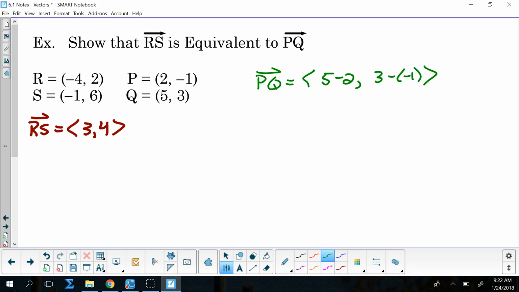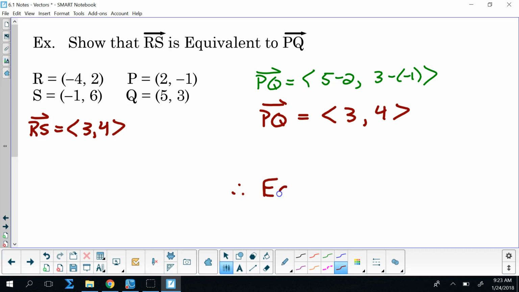Does it matter? Head minus tail, which one's head, which one's tail? Yeah. Yep. Otherwise you get negatives, which would be a different vector. Okay? So that gives me PQ here is 3, 4. Equivalent? Yep, equivalent.